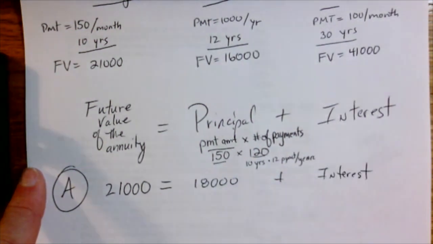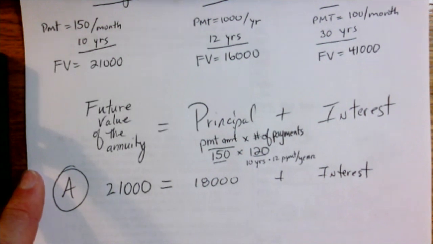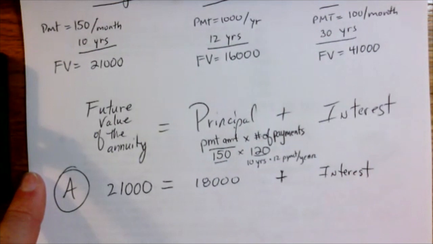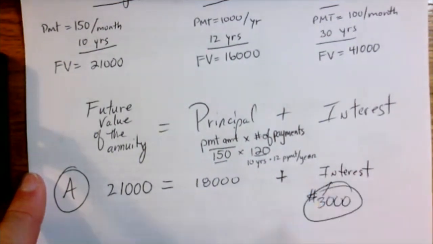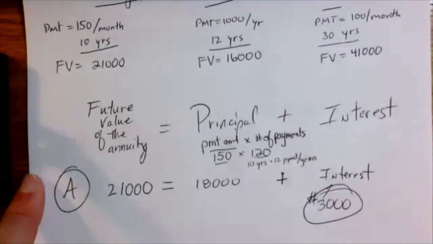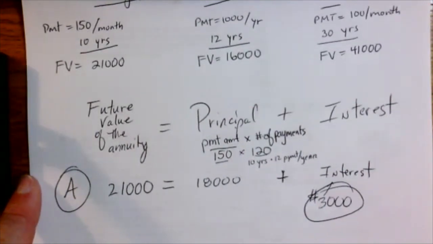So these are nice round numbers. All right, I'll say a little bit more about Cece's comment and Wesley's question here in a second. So interest must be $3,000. So there's the interest that we needed to calculate for part A.